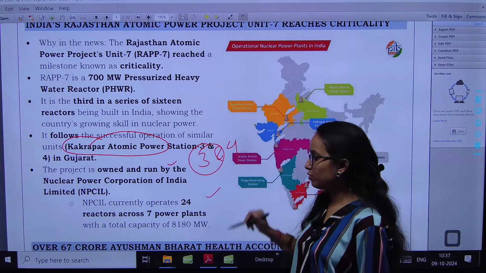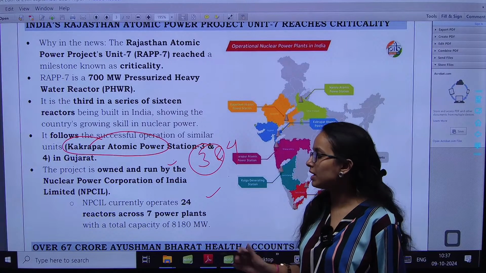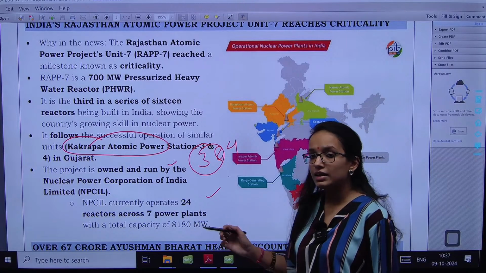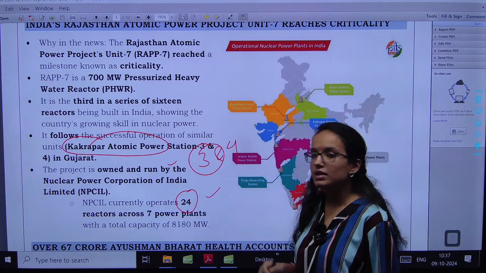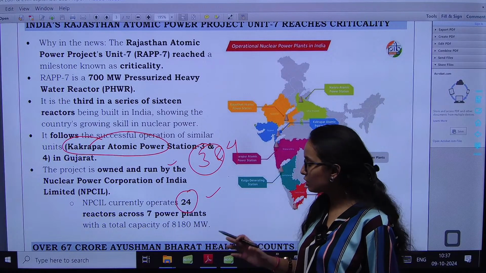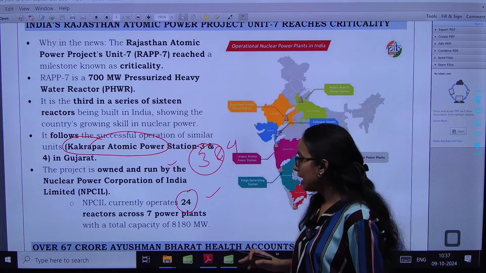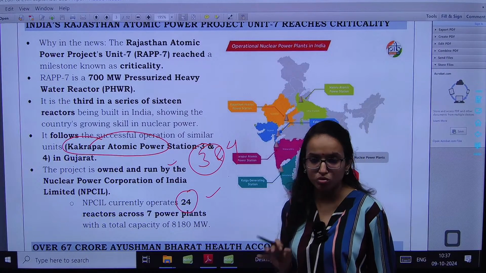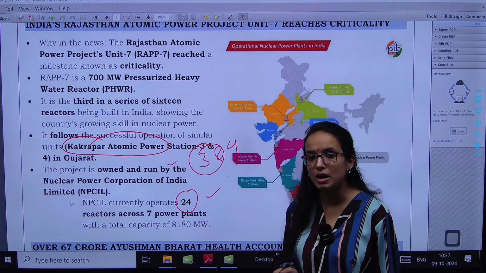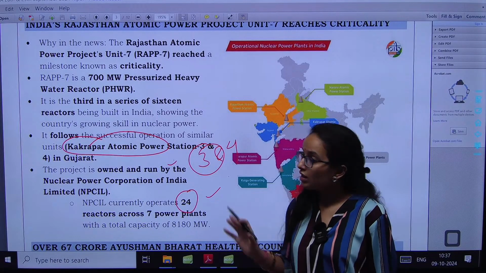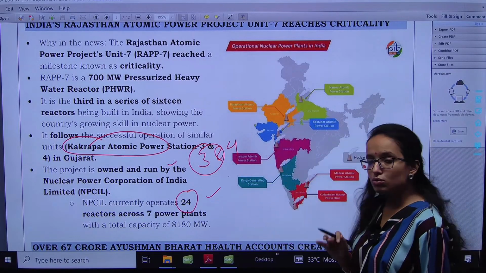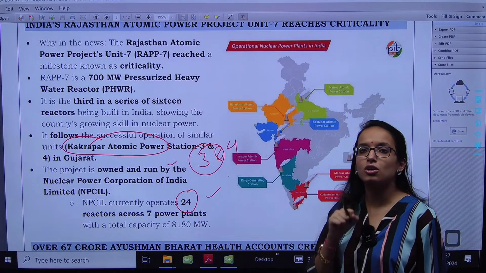Of course, these projects are owned and run by the NPCIL. Please remember this data, it has already been discussed. NPCIL currently operates 24 reactors across 7 power plants. 24 reactors across 7 power plants. Clear? Now, since this is in the news, your static also becomes important.